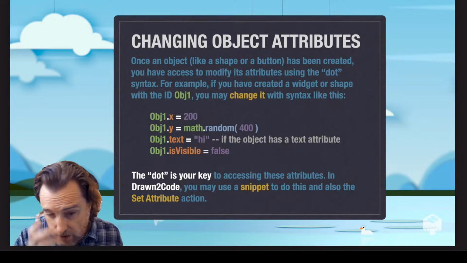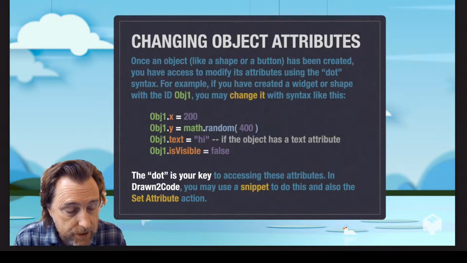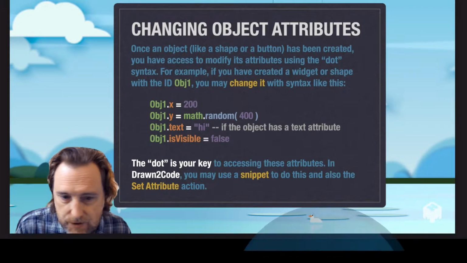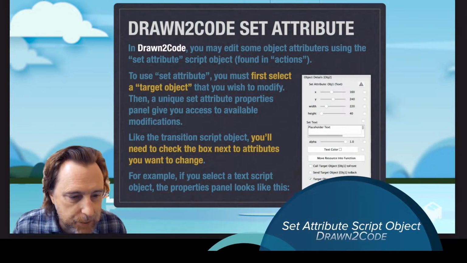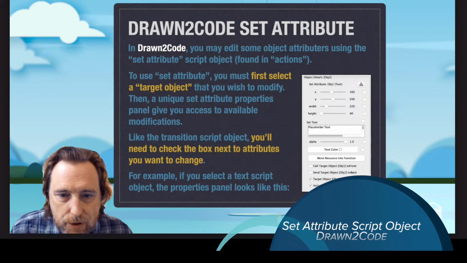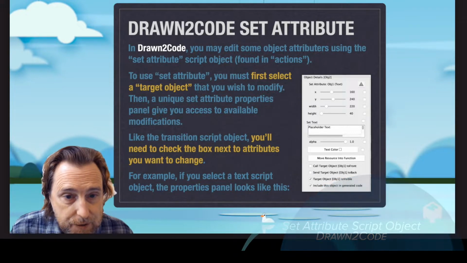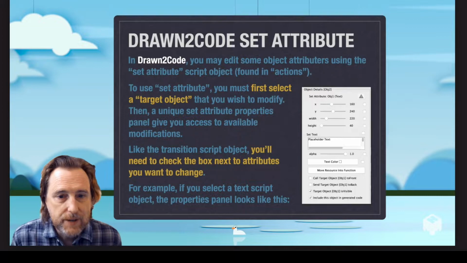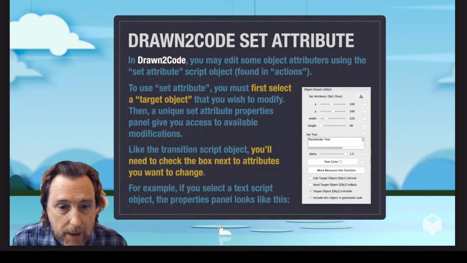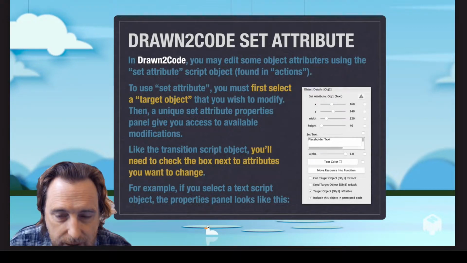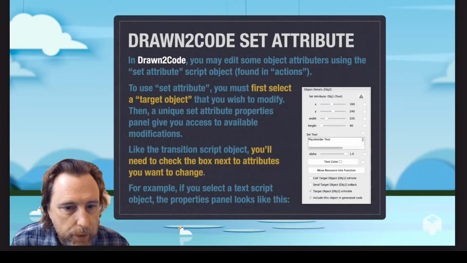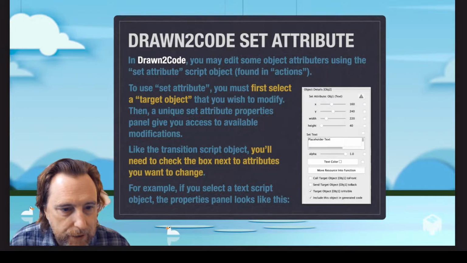In Drawn to Code, you can use either a snippet to do this or a set attribute action. So let's take a look at the set attribute action. In Drawn to Code, there is a set attribute script object. It's in the actions palette. To use set attribute, you first have to select a target object that you wish to modify. And then based on what that target object is, you'll get a settings panel with available modifications.